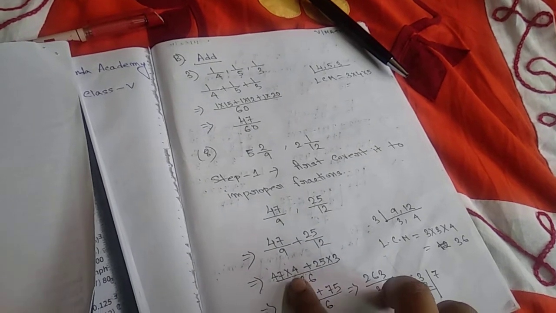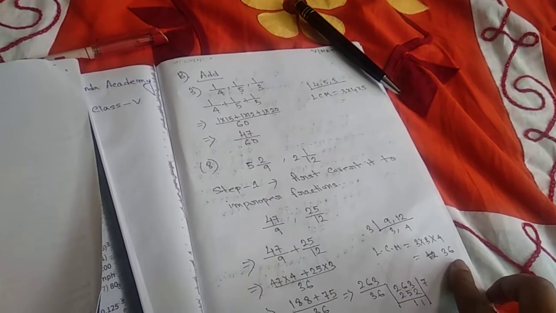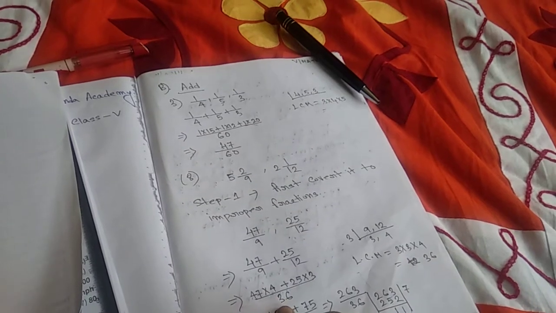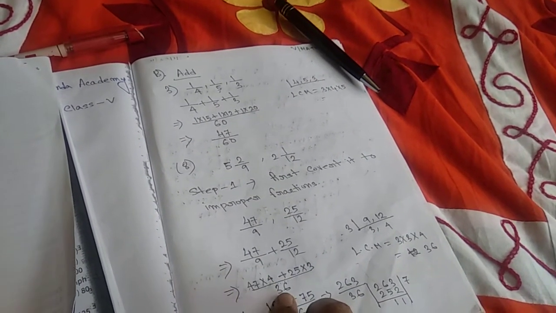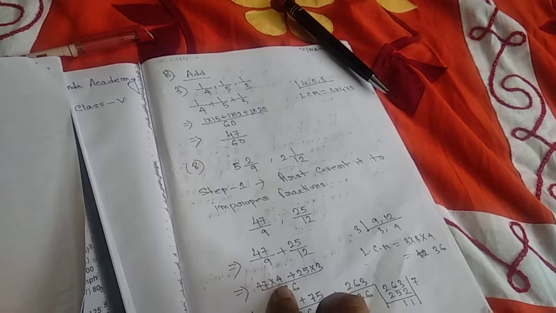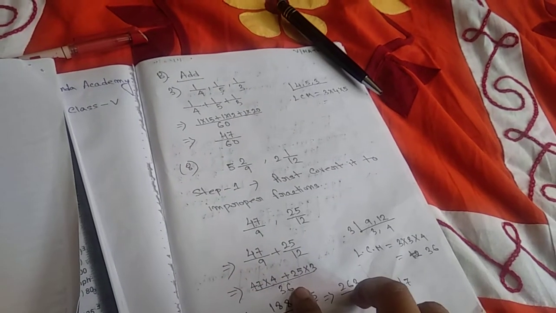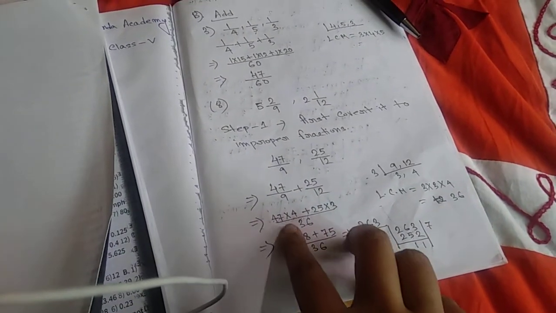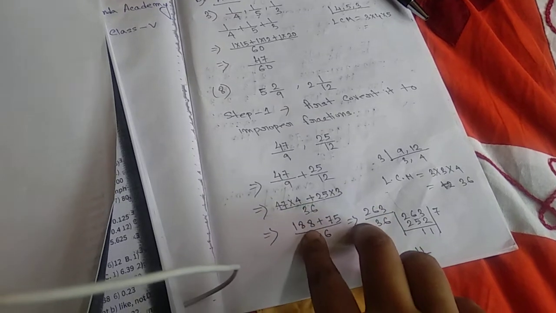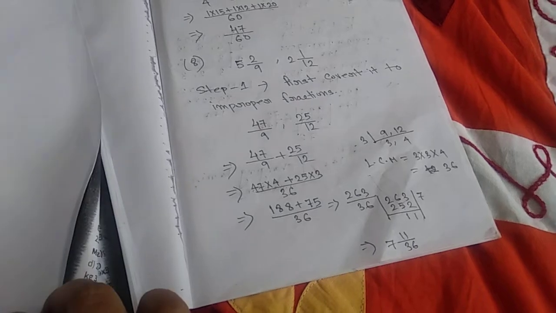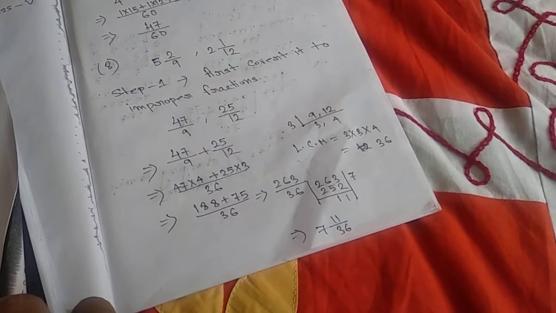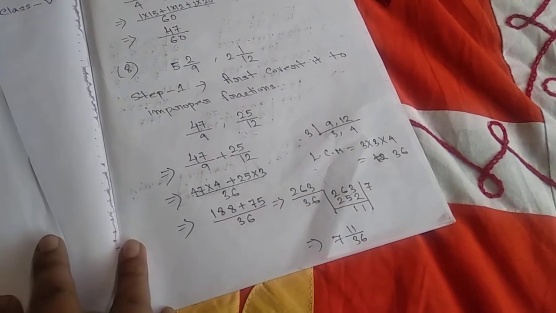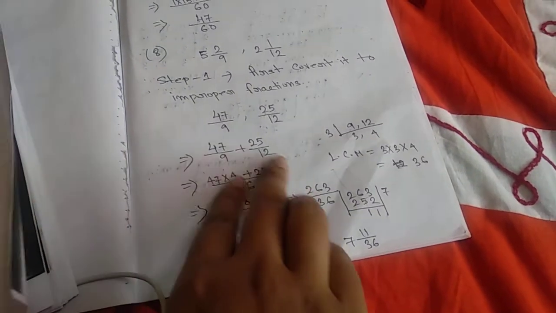So the LCM of 9 and 12 will be 36. Now 36 divided by 9 is 4. So 47 into 4, plus again 36 divided by 12 is 3. So 25 into 3. So 47 into 4 is 188 plus 25 into 3 is 75. Now add the numerators. So it will be 188 plus 75 is equal to 263 by 36.